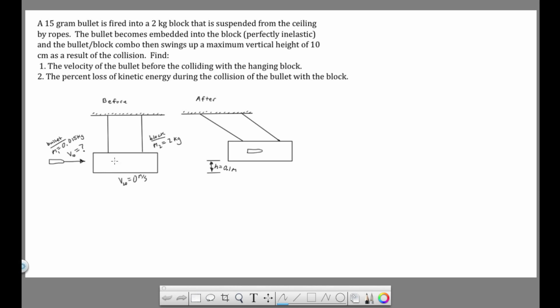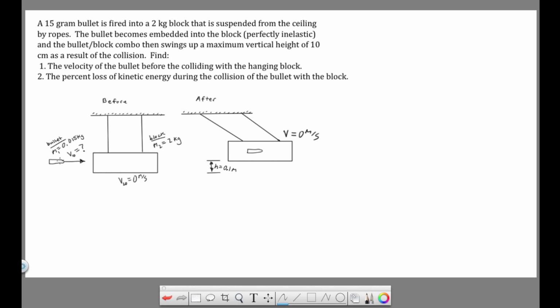So the collision happens. The bullet goes into the block. The two become one. So this is perfectly inelastic. That's the term for when two objects collide and become one. And as a result of the collision, the bullet block combo swing up a vertical height of 0.1 meters and come to rest for a split second. So up here at the highest point, the velocity of the bullet block combo goes to 0 before it swings back down again. All right, so we're solving for the initial velocity of the bullet.